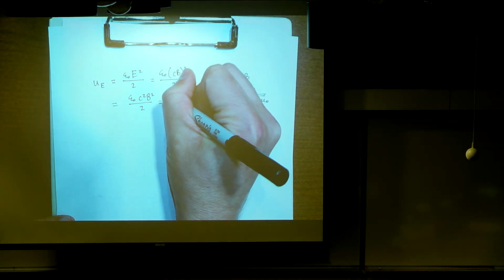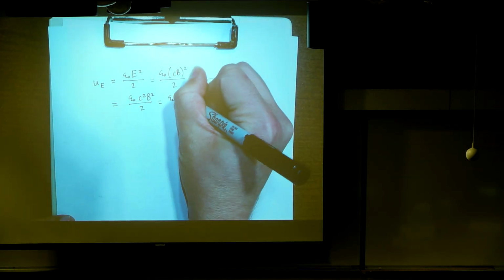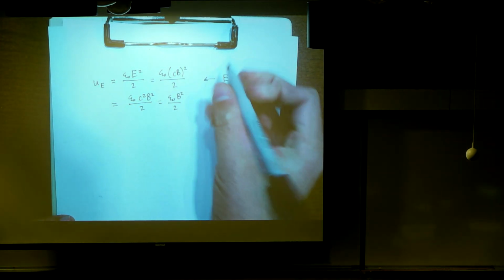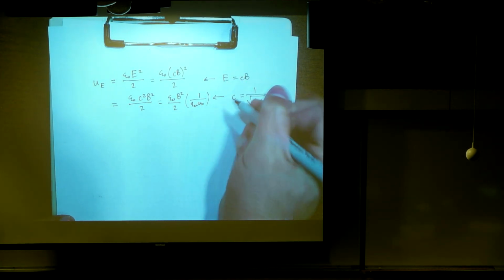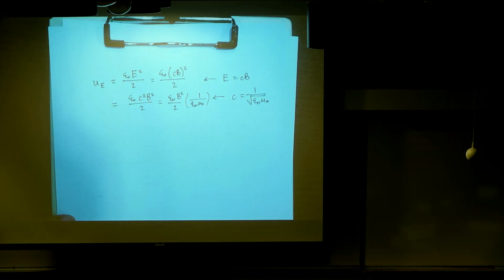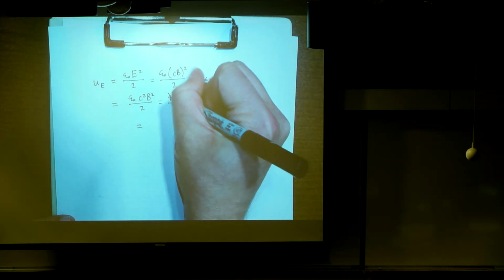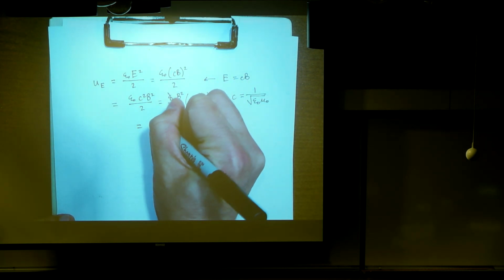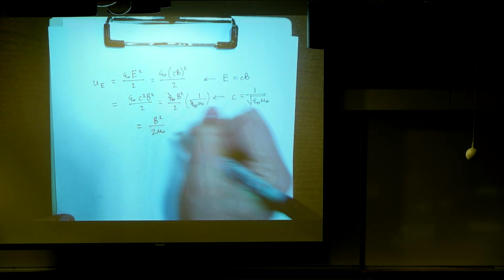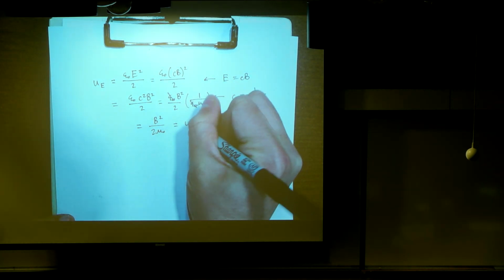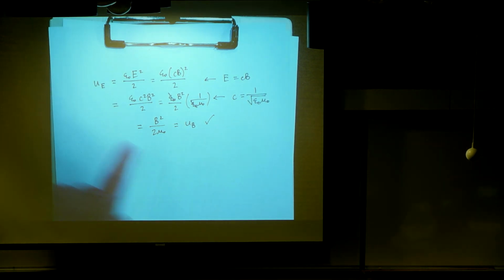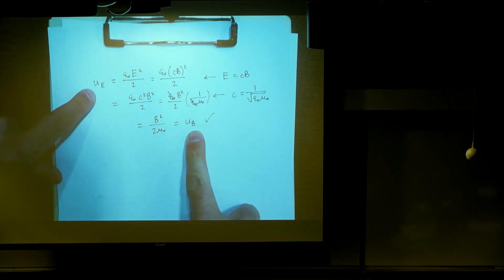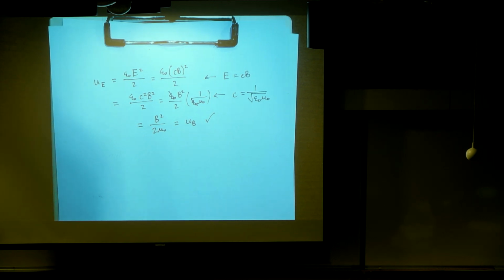I have epsilon naught, then I have B squared divided by 2, and now I'm going to put in the expression for c squared, which is 1 divided by epsilon naught times mu naught. So guess what? Epsilon naught cancels here, and then I get B squared divided by 2 mu naught. But that's the same as our magnetic energy density. So, in the case of an EM wave, electric and magnetic energy densities are equal. That's an important thing to know. Okay, so we've proven that fact.